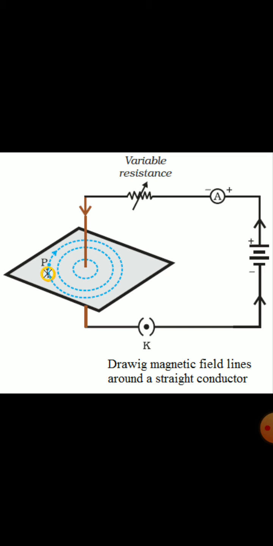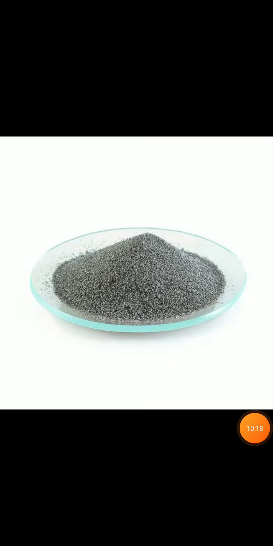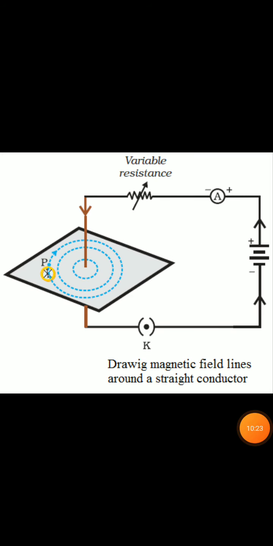Then we have to connect the copper wire vertically between the points X and Y. Wherever we have attached this copper wire, those will be points X and Y. And then, in series connection, a battery, an ammeter and a plug key. What do we need here? We will need some iron filings. We will take these iron filings and sprinkle them uniformly on the cardboard.